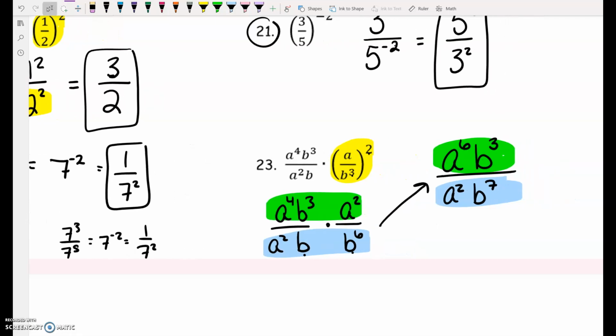Once you get it to this point, now you're going to simplify vertically. So you've got a to the 6th over a squared. I'm going to delete these now. A to the 6th over a squared, you would subtract. 6 minus 2 is 4. B to the 3rd divided by b to the 7th. What is 3 minus 7? Negative 4, so you'd have b to the negative 4th, which would move to the bottom and be b to the 4th on the bottom.